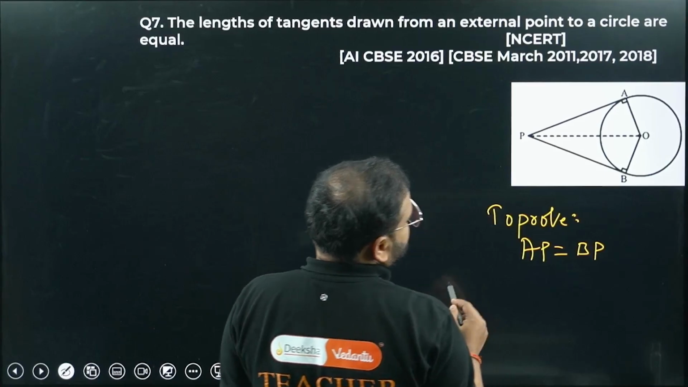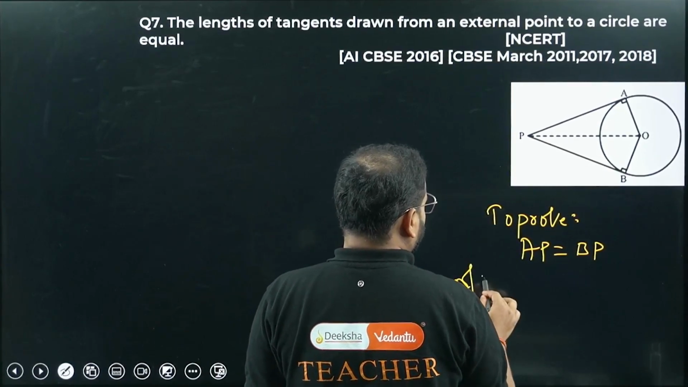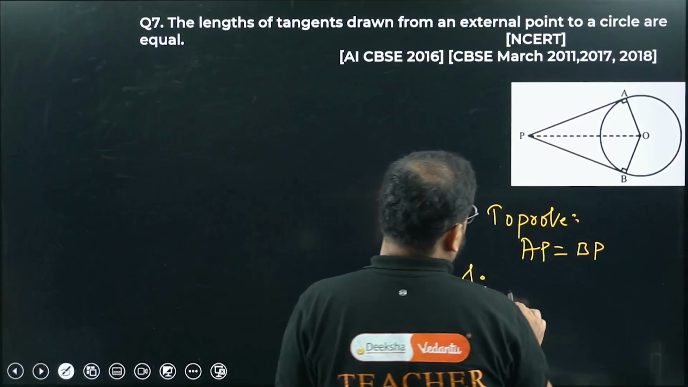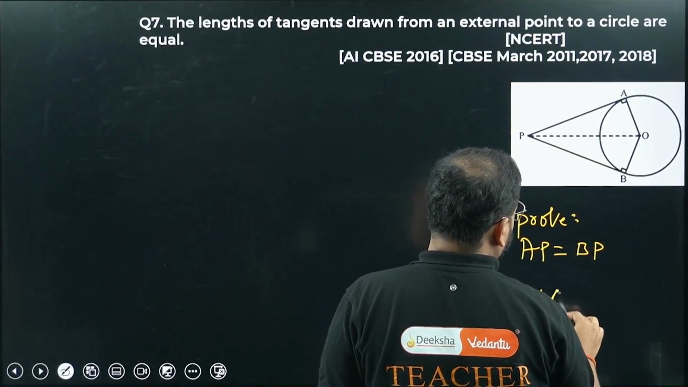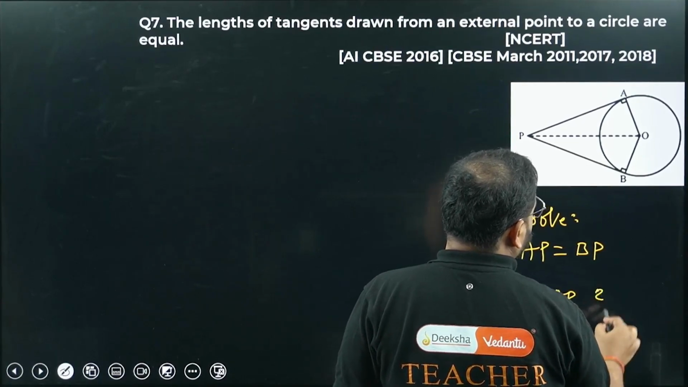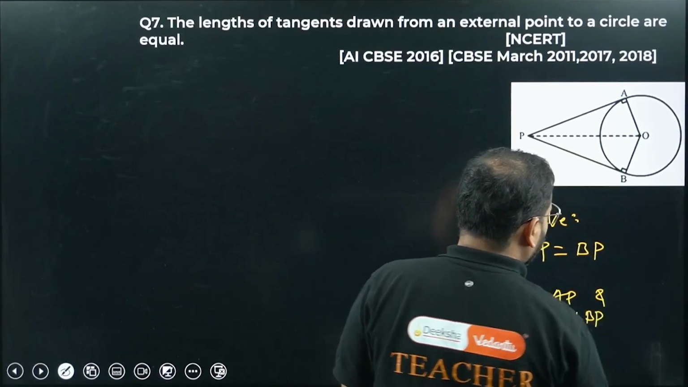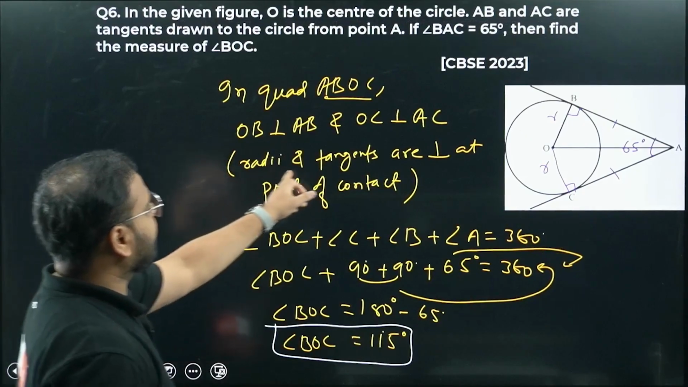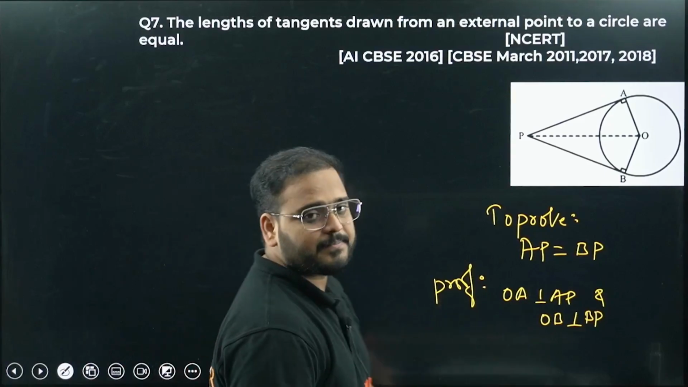Let's check the proof directly. We can say one thing: OA is perpendicular to AP, and in the same way OB is perpendicular to BP. This we know. How come? Same thing I've written over here: radii and tangents are perpendicular at the point of contact. Same reason. Is this clear?